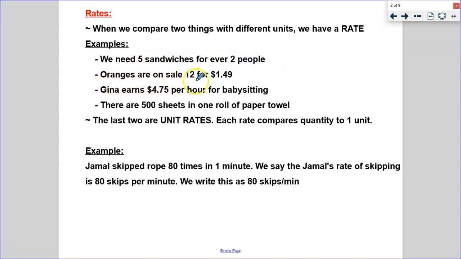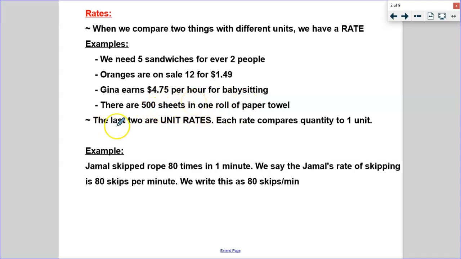Oranges are on sale, 12 for $1.49, the amount of oranges compared to the price. Gina earns $4.75 per hour for babysitting, so the dollar amount compared to the hour. There's 500 sheets and 1 roll of paper towel. Here we're comparing the amount of sheets to 1 roll.